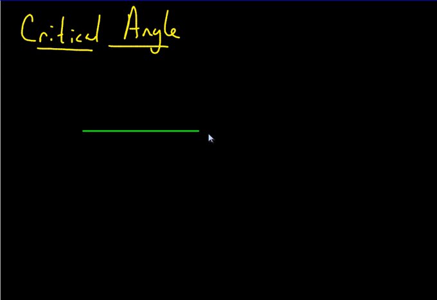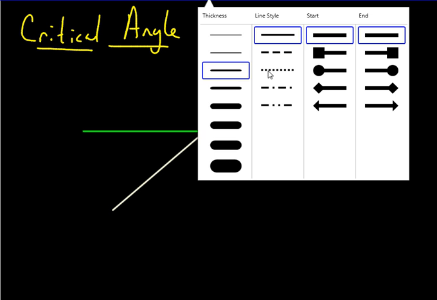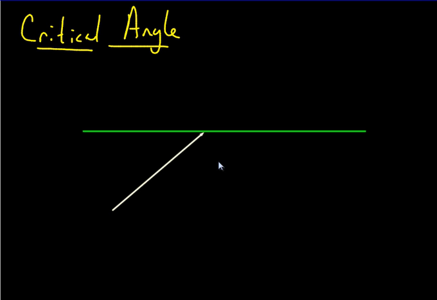So if we have an interface like this, and we have a wave that is traveling out of a slow medium and into a fast medium, what we're going to find is that, if I put the normal here, there will be a bending of the light rays, or a refracting of the light waves, away from the normal. So now we're coming from a slow medium to a fast medium.